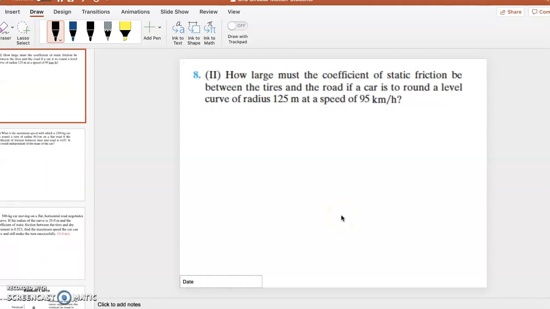Assalamu alaikum, صبايا وشباب. Before I start fully with the banked curve, I'd like to visit one last problem, problem 8.